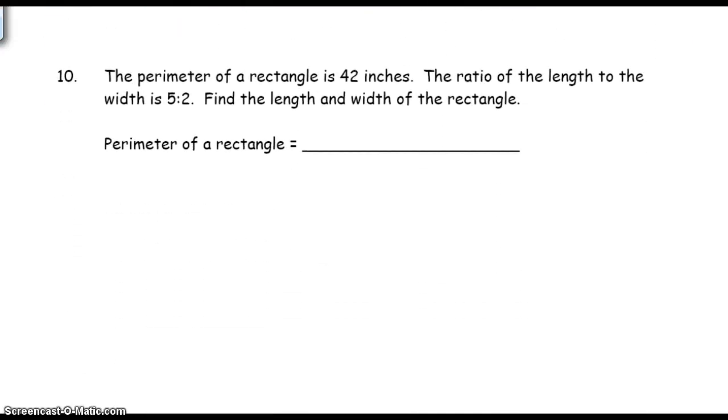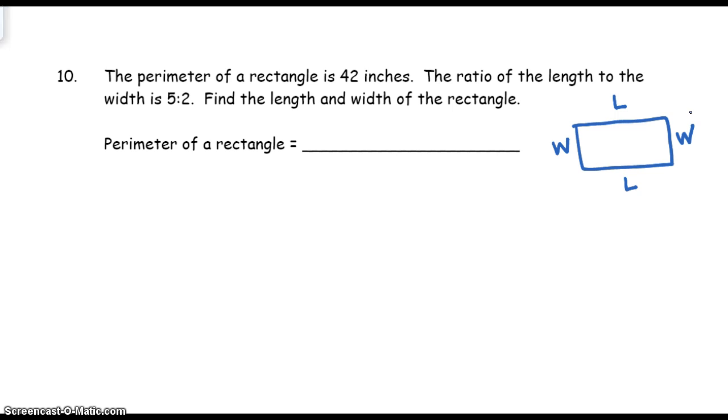The perimeter of a rectangle is 42 inches. The ratio of the length to the width is 5:2. Find the length and find the width of the rectangle. So, well, first let's think about the perimeter of a rectangle. Okay, so here's our rectangle. This is a length, this is a length, this is a width, and this is a width. And when we find perimeter, that means add all the sides.